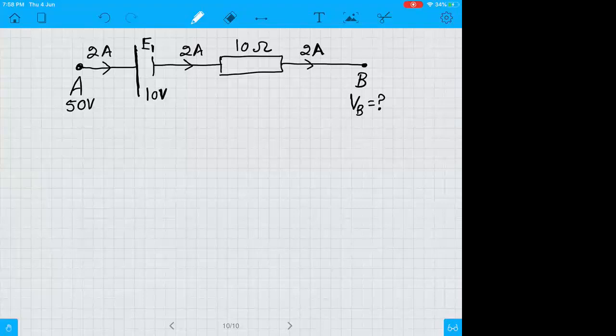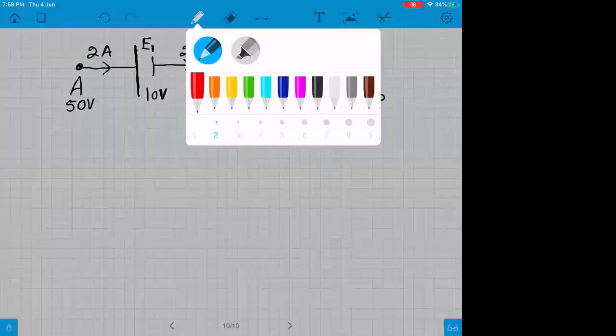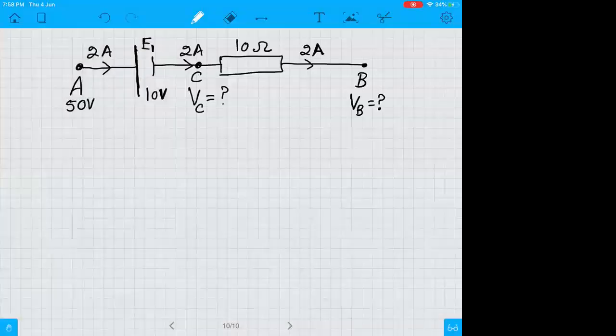Now let's suppose here you have another point C. Potential at C is also missing. Now it's a one path circuit, so current throughout this branch would be the same. It is 2 ampere throughout. Now you see, this is 2 ampere, this is 10 ohm, so you have 20 volts across this resistor.